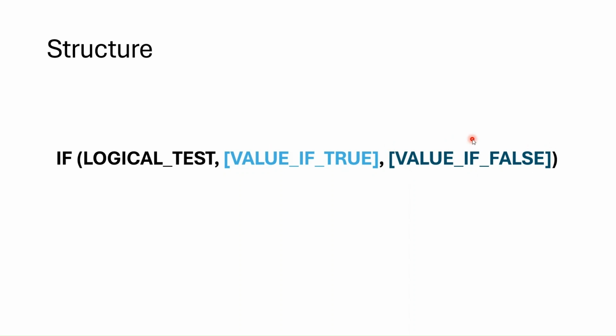Now I want you to notice that we have square brackets in the value if true and value if false. If you remember the formula and functions lecture, I did say, which is true, that that square bracket does indicate an optional argument. However, for the if function, you must always put these in. If not, you're going to run into an error. Okay, let's go into Excel and see how the full function forms.